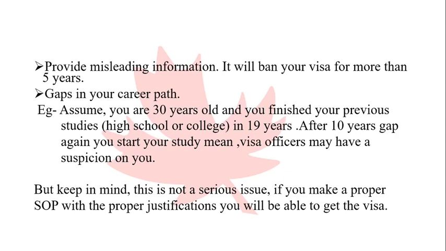Gaps in your career path. For example, assume you are 30 years old and you finished your previous studies, high school or college, at 19 years. After a 10-year gap, you start your studies again. Visa officers may have suspicion about you. But keep in mind, this is not a serious issue. If you make a proper SOP with the proper justifications, you will be able to get the visa.